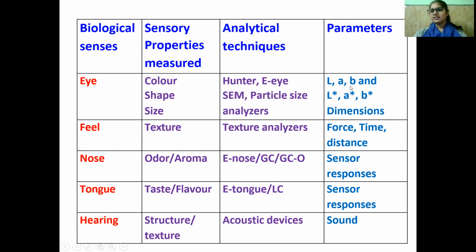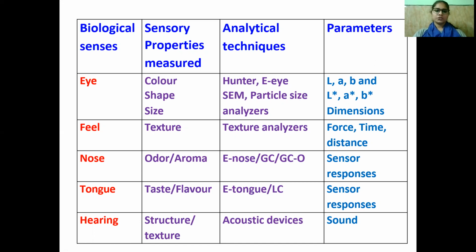Basically, L is for the degree of lightness, whether it is dark or light. A and B are for green to red, and blue to yellow. These colors are denoted by A and B. Next we have feel. Feel is done by texture. The sensory property measured by feel is texture, and the analytical technique used for that is the texture analyzer. The parameters we examine with texture analyzers are force, time, and distance.